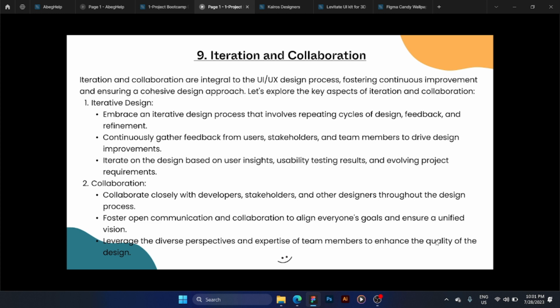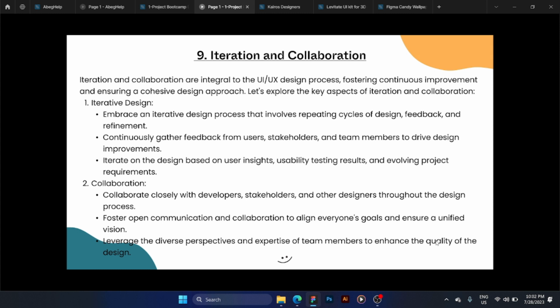So interaction and collaboration. So let me just rush this a little. So iteration and collaboration are integral to the UI UX design process, fostering continuous improvement and ensuring a cohesive design approach. So it's a joint thing, you know. When you hear collaboration, it's a coming together of the stakeholders, the developers, the designers, and all are collaborating, ensuring that there is improvement on the design on the products that you guys are working on.